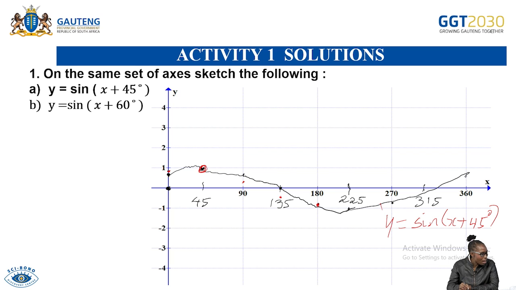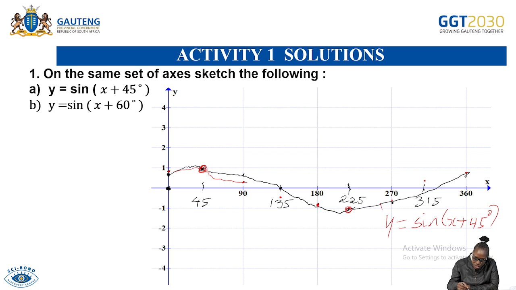And at 225, my point is at negative 1 over there. At 270, my point is going back again at negative half. And at 315, it's back to 0.3, 0.3 below half over there. And 360 is back to 0.9, where I have started. It's not yet at 1, but close to 1. So my graph is going like this.